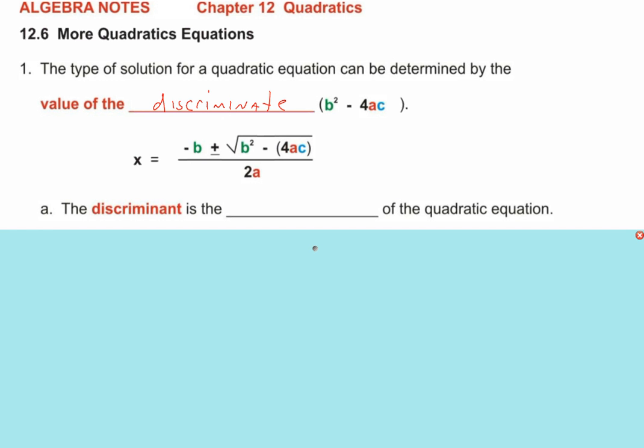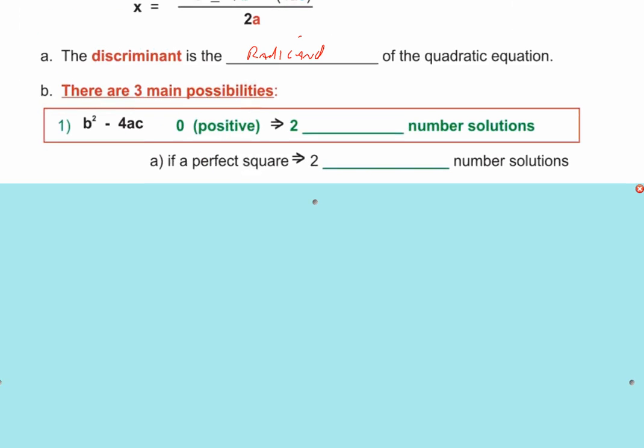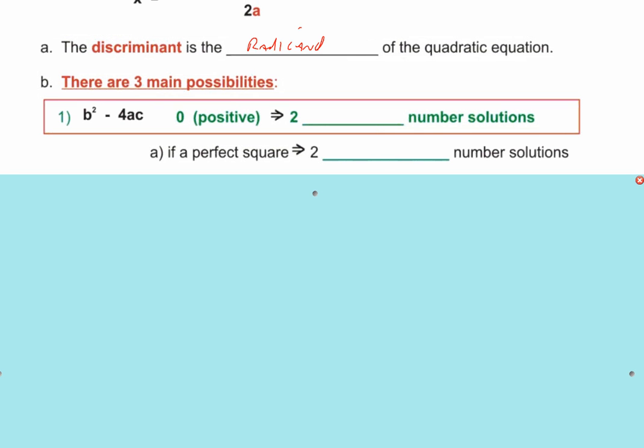But again, what is the discriminant? It's the b squared minus 4ac of the quadratic equation, and it will tell us a few things. All right, so the discriminant is the radicand, as I just said, of the quadratic equation. So here are the three possibilities. You're supposed to find the value of just b squared minus 4ac. No square root symbol, no nothing. Just the value of b squared minus 4ac right there.